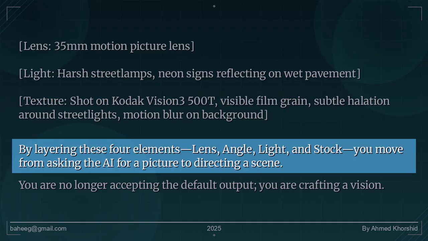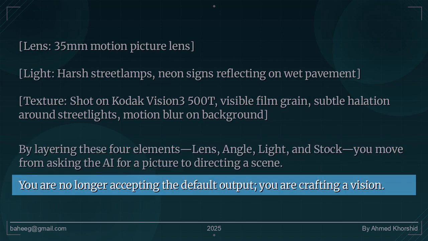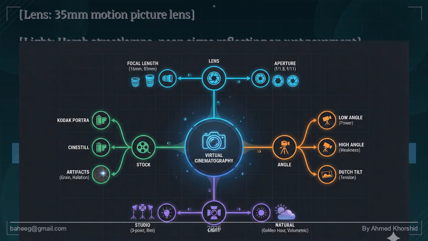By layering these 4 elements, lens, angle, light, and stock, you move from asking the AI for a picture to directing a scene. You are no longer accepting the default output, you are crafting a vision.